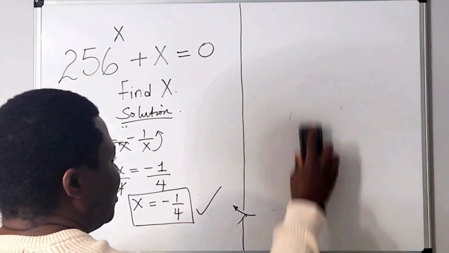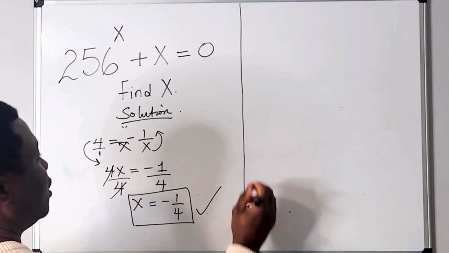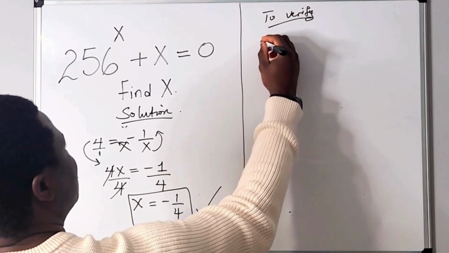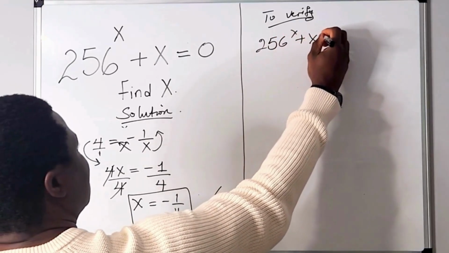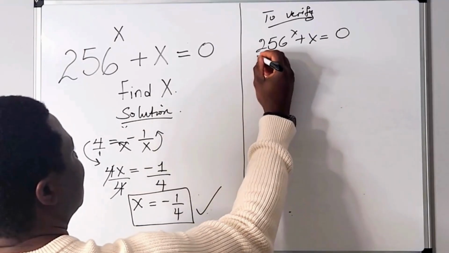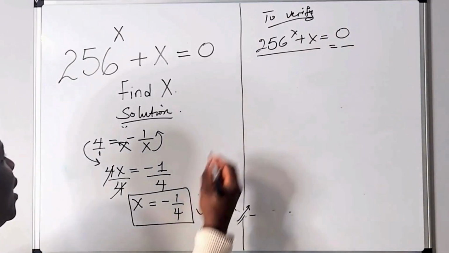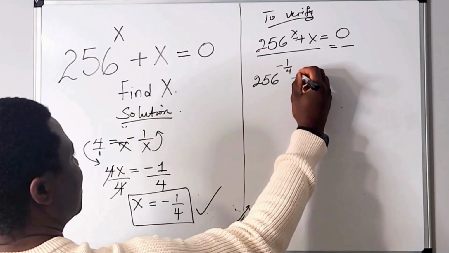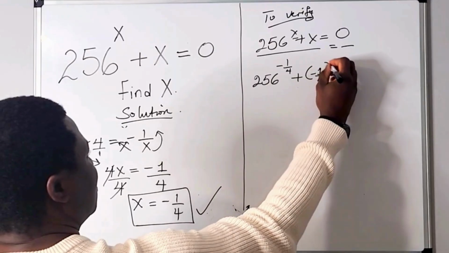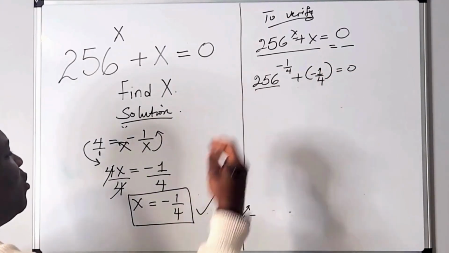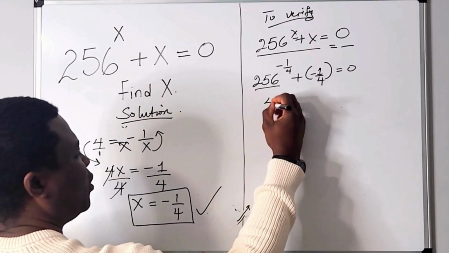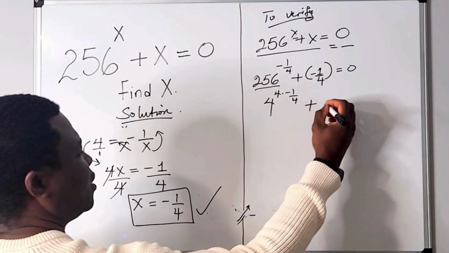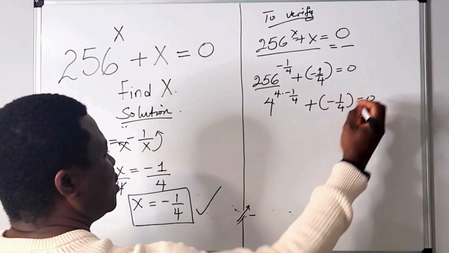Now, let us go ahead and verify this answer to make sure it's correct. So to verify, we have 256 raised to the power x plus x equals 0. That's our proof. We need to prove that this left-hand side is equal to what we have on the right-hand side. Our x is minus 1 over 4. So 256 raised to the power minus 1 over 4 plus minus 1 over 4 equals 0. 256, we've already established to be 4 raised to the power 4 times minus 1 over 4 plus minus 1 over 4 equals 0.